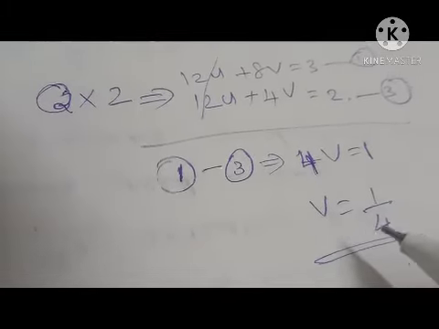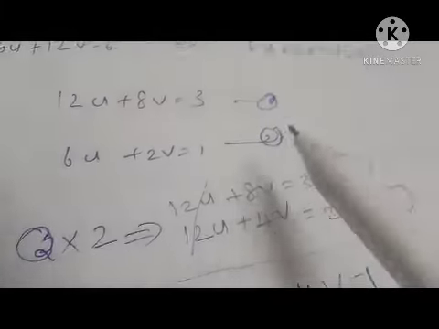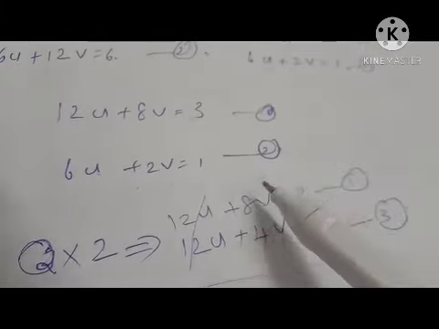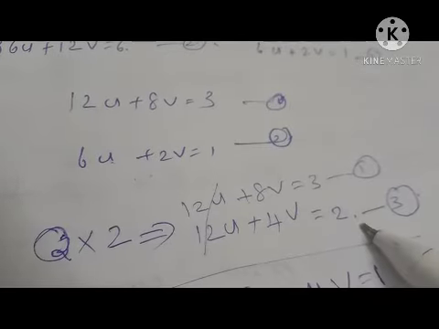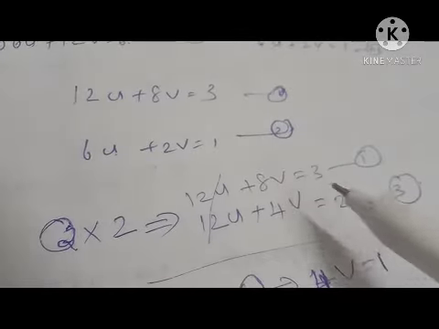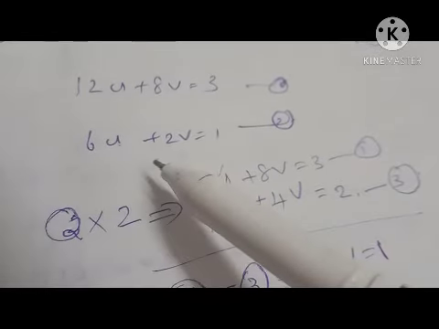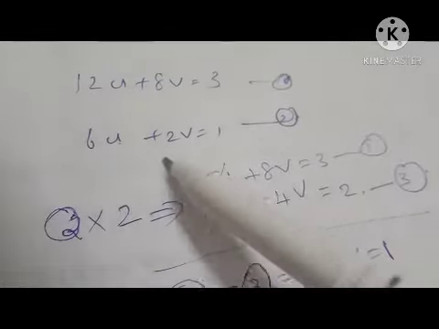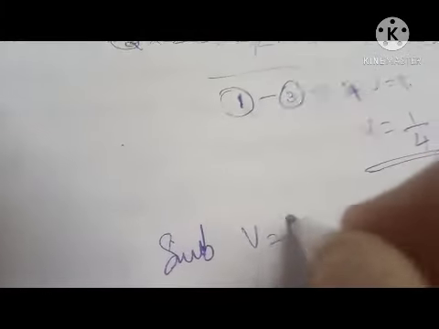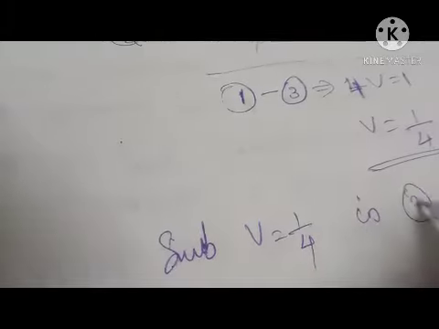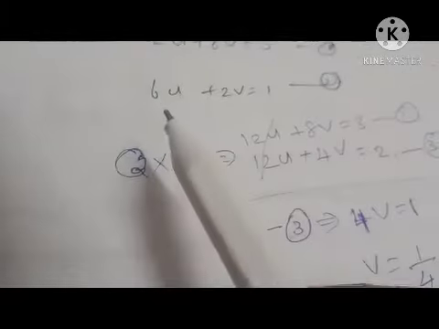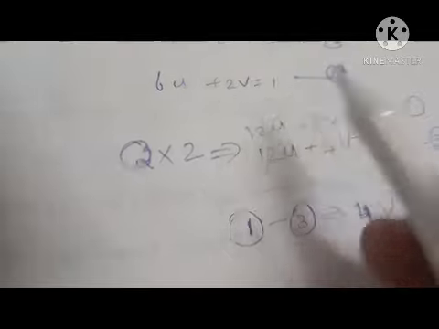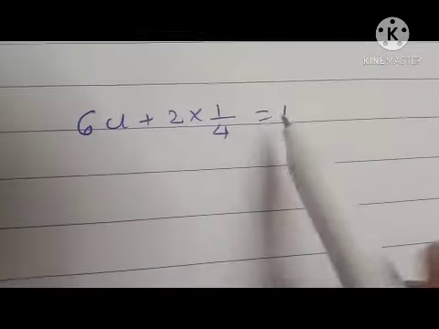Then we can substitute this value of v either in this first equation or in the second equation or in the third equation. Anywhere we can substitute the value of v and find the value of u. Here it is easy to give the value of v in this equation 2, because that are the small numbers. Okay. So here I substitute v equal 1 by 4 in equation 2. Then what I will get? 6u plus 2v equal 1. So that becomes plus 2 into 1 by 4 equal 1.